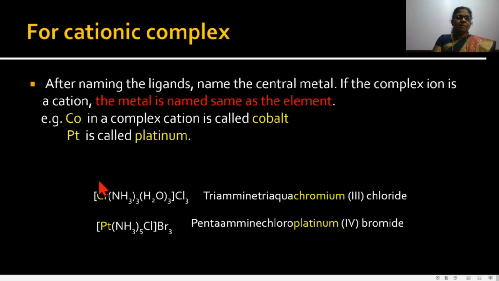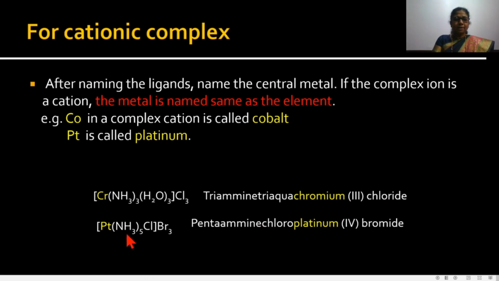Then the central metal is chromium. It is the positive coordination sphere. Therefore, write the name of chromium as it is, chromium. Then write the oxidation state of this metal ion in brackets. The oxidation state is 3. Write it in Roman numerals. And then write chloride, the ionizable sphere. Therefore, the name of this compound is triamminetriaquachromium(III) chloride. Write it in a single word.